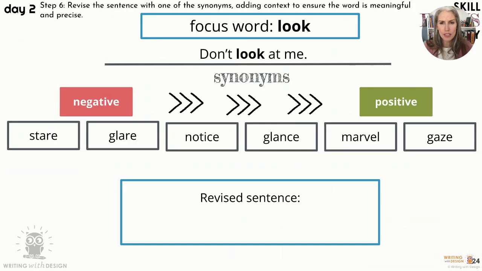Don't notice me. Don't glance at me, because why? What do you want? What can we add to that sentence to help give it more context? Or she exclaimed, "Don't stare at me," as she what? Right. So let students add to the sentence to, number one, change out the synonym, and number two, add more context.